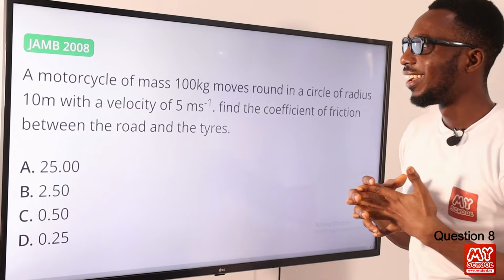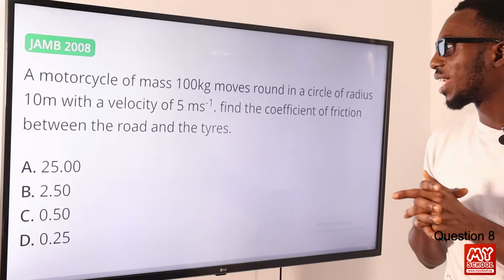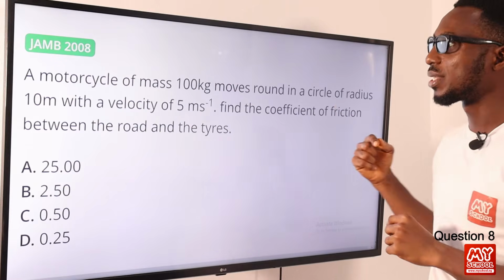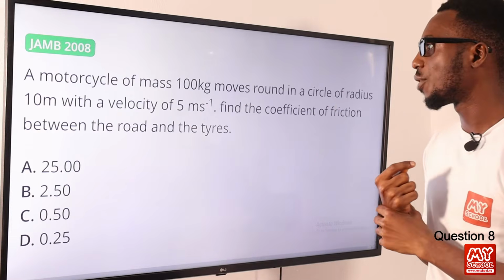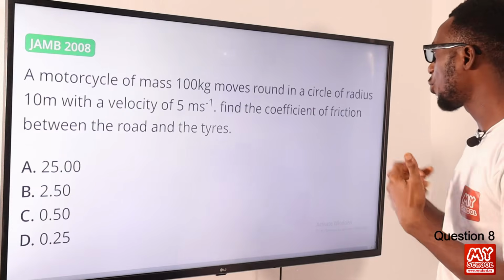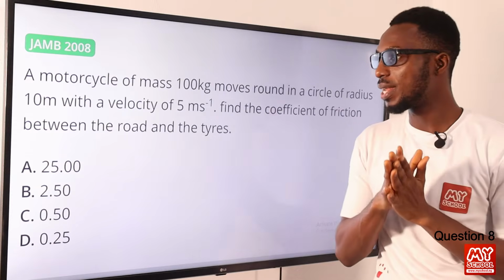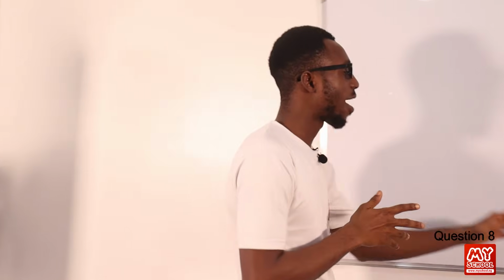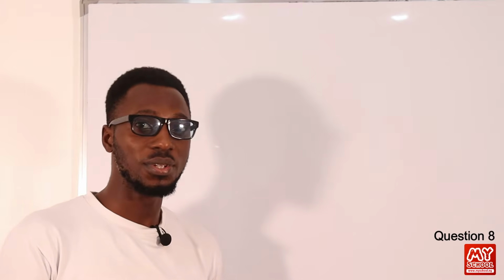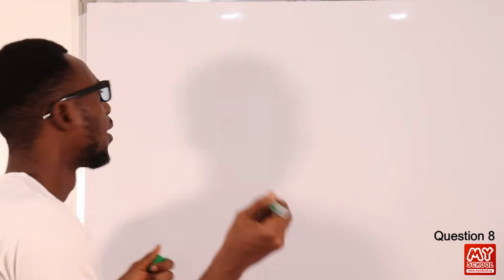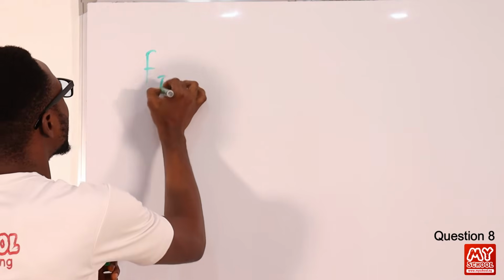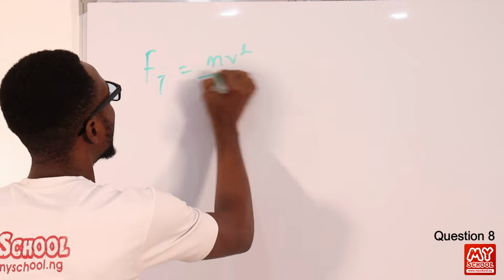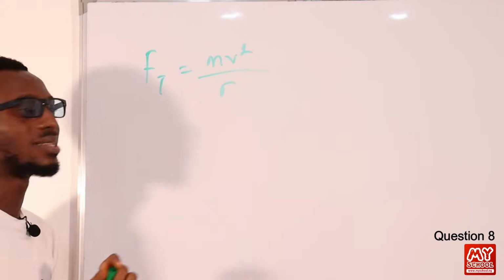8. A motorcycle of mass 100 kg moves around in a circle of radius 10 meters with a velocity of 5 meters per second. Find the coefficient of friction between the road and the tires. At first we have to use the concept of centripetal force. You're talking about that inward force required to keep an object moving in a circular path with constant speed. So we should have mv squared over r, where r is also measured in meters. Take note.